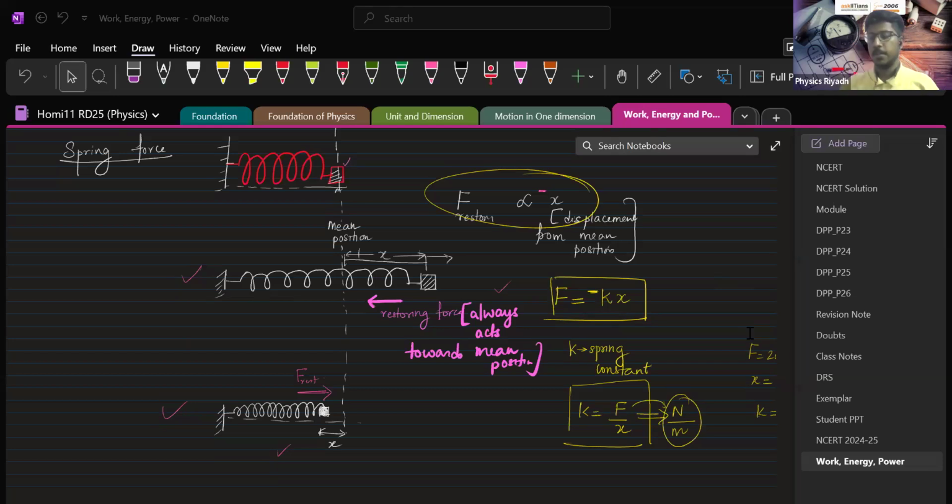Okay. So yesterday we stopped at spring force, right? Spring force is a type of conservative force we have discussed. And for a conservative force, what are the properties of a conservative force? Anyone? What are the properties?